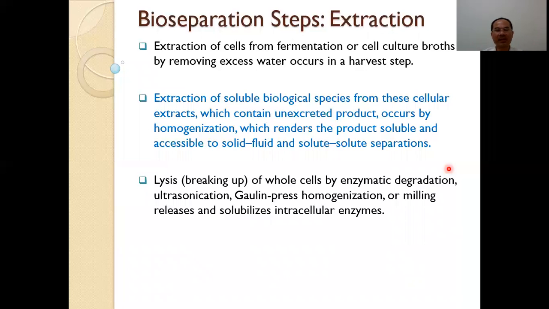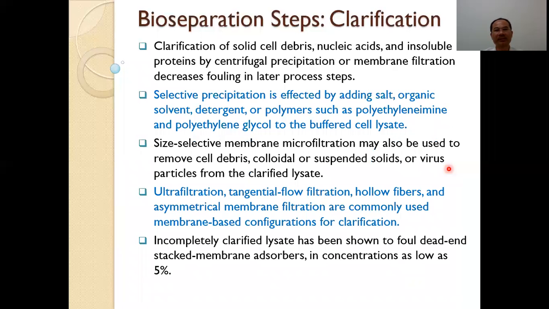After you break the cell, we have at least two components, solid and liquid. The next step is to separate solid from liquid. This step is clarification. We utilize clarification to separate solid from liquid. The solid is cell debris, very small pieces after you break the cell. You have to separate the cell nucleus, nucleic acid, and protein from the mixture. It can be separated by centrifugation, by precipitation, by membrane, something like this.